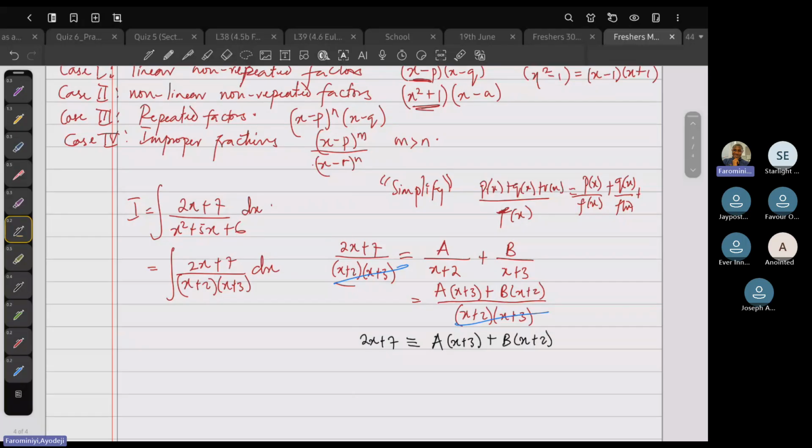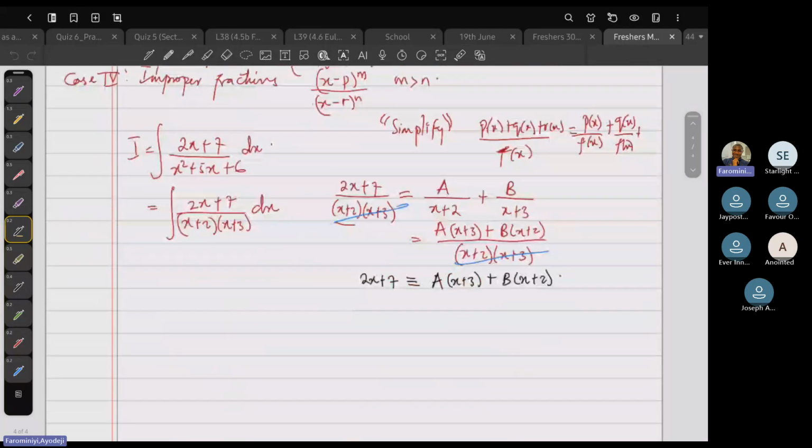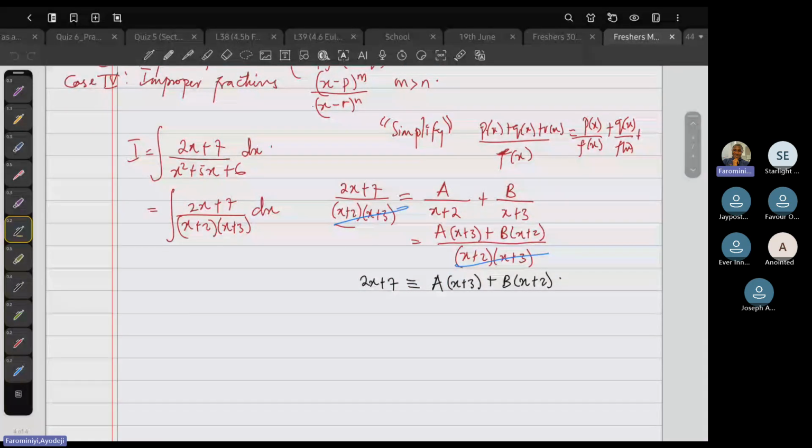So when we get to this stage, we can use different methods. One of them is the cover-up method, which is usually the easier one. But in some cases, it doesn't work. The one that works generally is the comparing the coefficient method. So what do we mean by cover-up method? We want to get A and B, so you think of what you will make x.